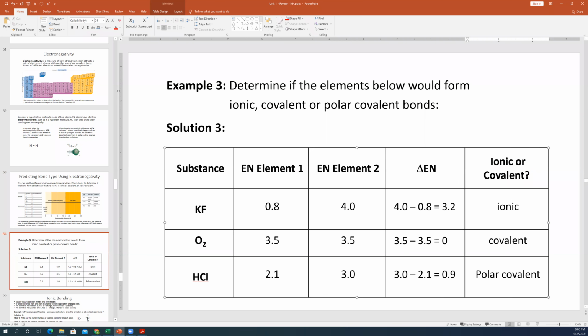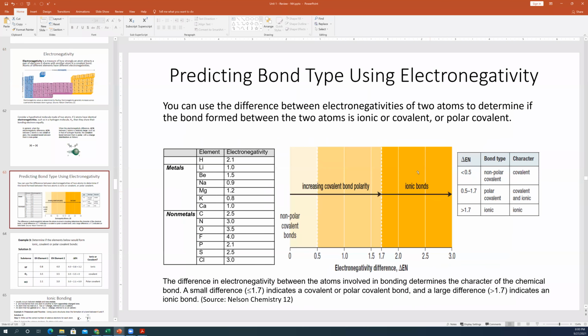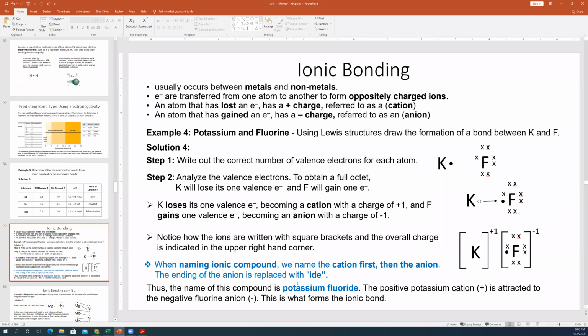And once again, this is the trend in electronegativity. It tends to increase as you go this way. The most electronegative elements are in this corner, and the least are in this corner. And you can look up their values and determine the difference between their electronegativity and figure out what kind of bonds they may engage in.